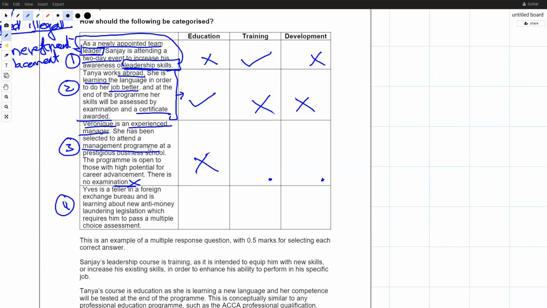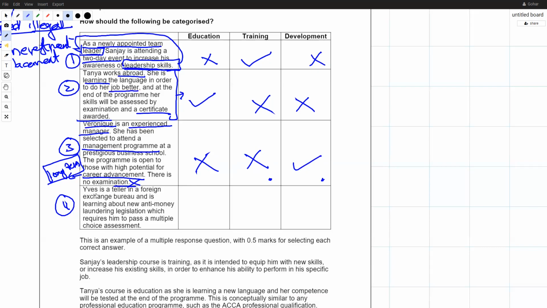If it was a training, she would have been told that she must attend the training so that her performance could improve. The third important thing is that this program is going to help her career advancement and not improve her performance at the job. And we have learned that if there is a long term impact of learning something, it can only be education or development, it cannot be training. When there is an exam at the end, it can be education. But here there is no examination and it will have a long term impact. So it is not education, it is development. Let's move towards the next scenario.